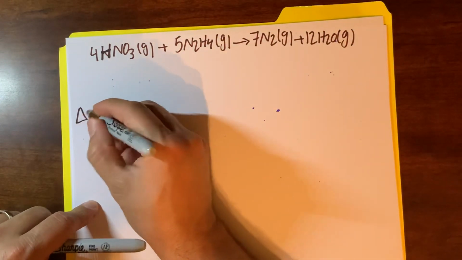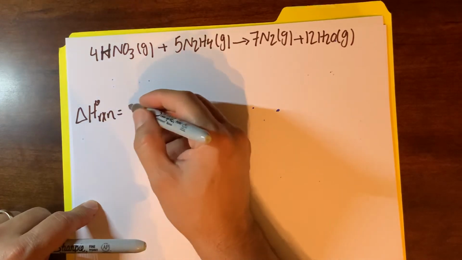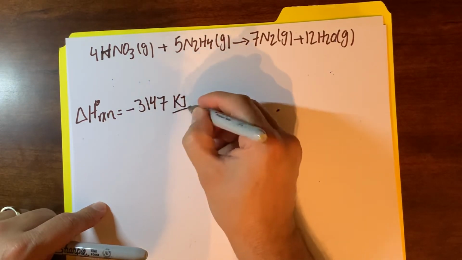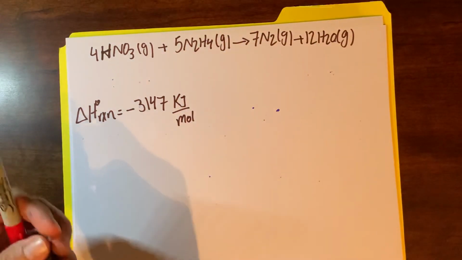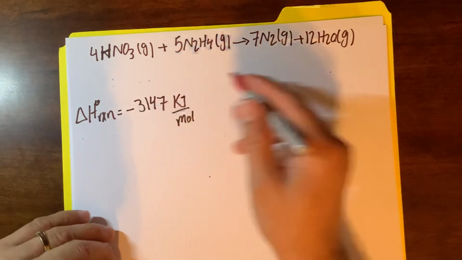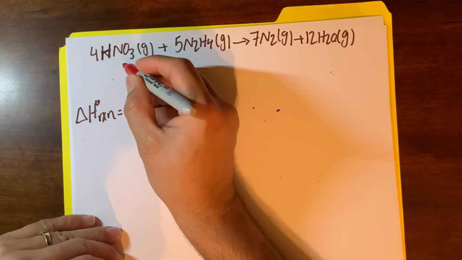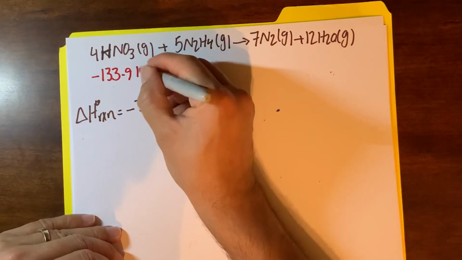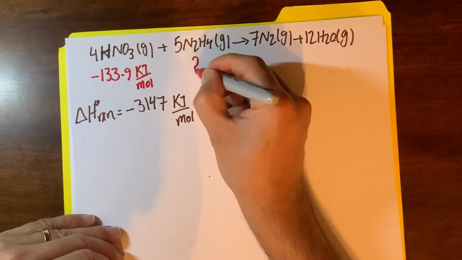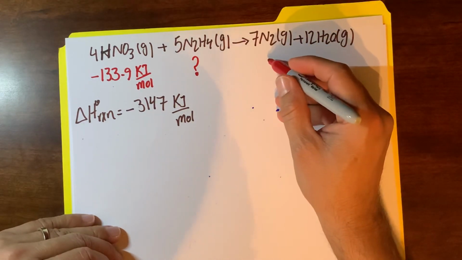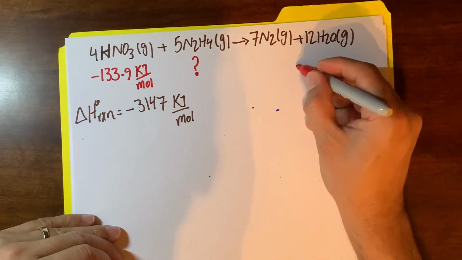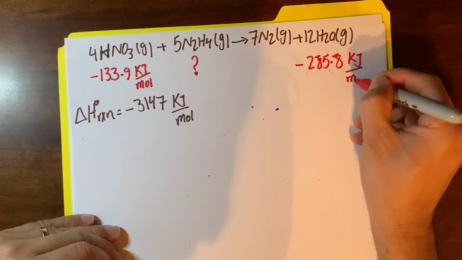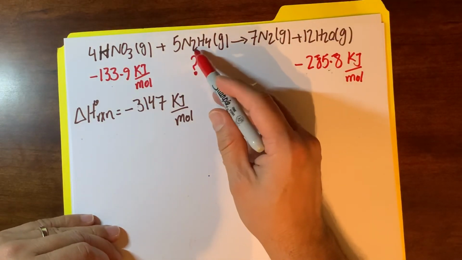Okay. So delta H of the reaction is equal to minus 3147 kilojoule per mole. Okay, this is delta H of the reaction. Also, we have delta H for some of the reactant and the product. Delta H for this reactant is minus 133.9 kilojoule over mole. This compound, we are looking for it. N2 is not given. H2O is minus 285.8 kilojoule over mole. So the question is going to be, find delta H of N2H4.